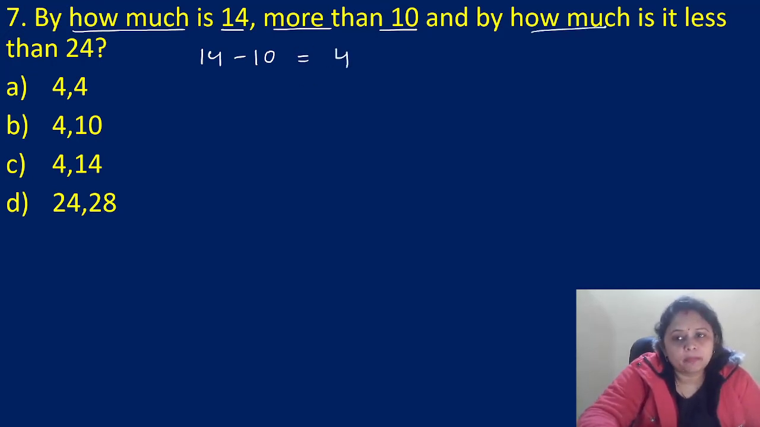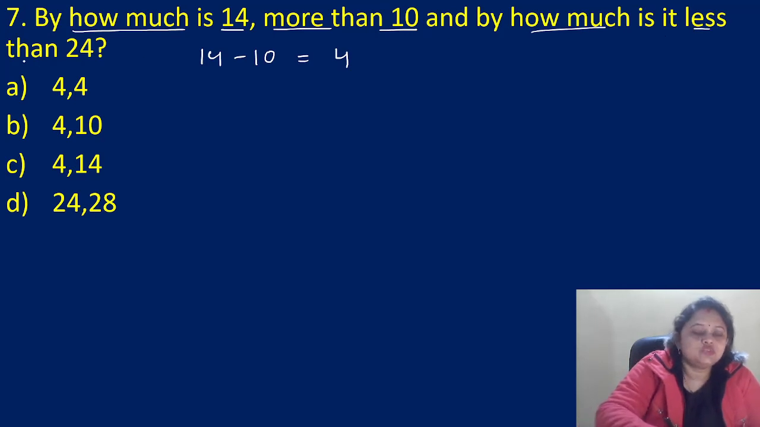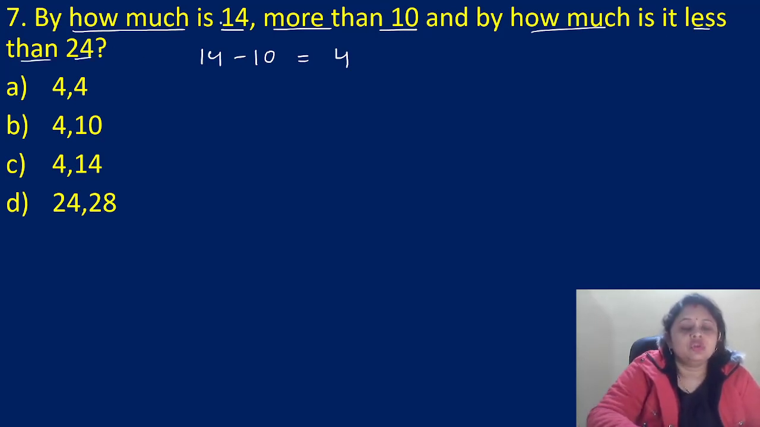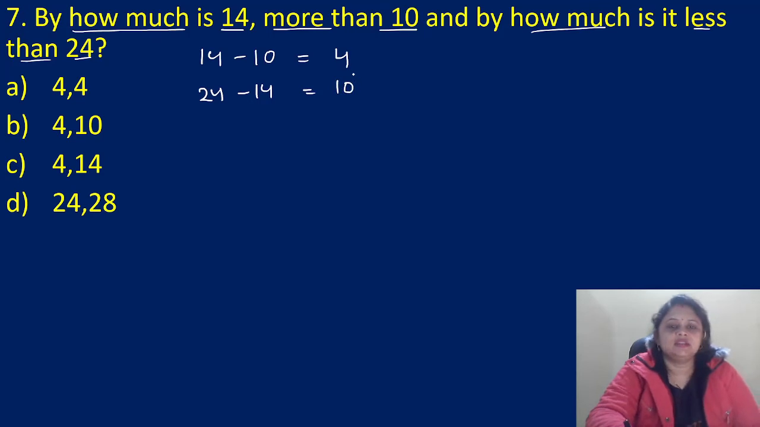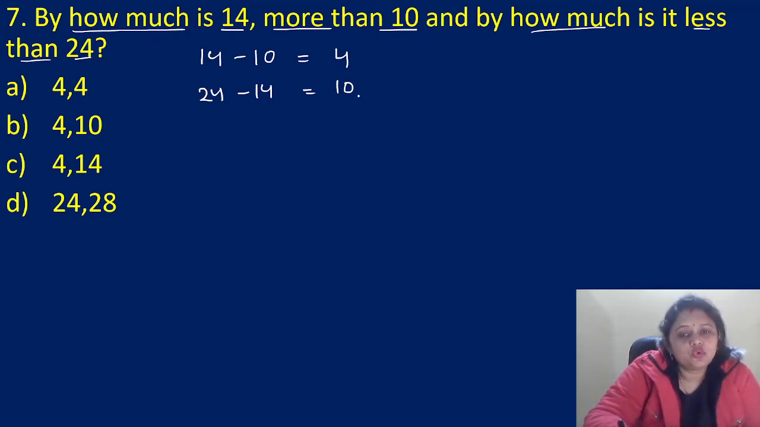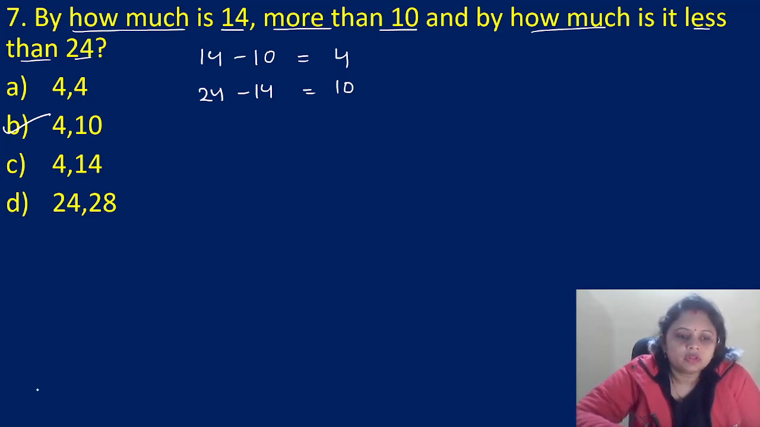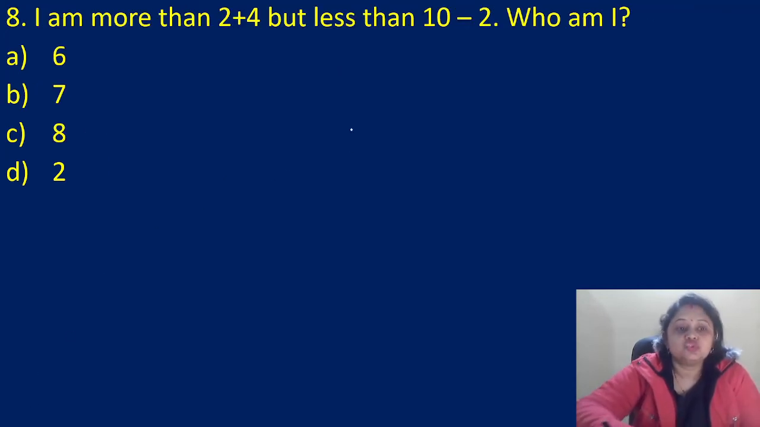And by how much is it less than 24? By how much is 14 less than 24? What is the answer? That is 24 minus 14, that is 10. So first answer is 4, second answer is 10. Okay. So where is it present? It is present in option B, that is 4 and 10. Okay. So let's move to the next question.